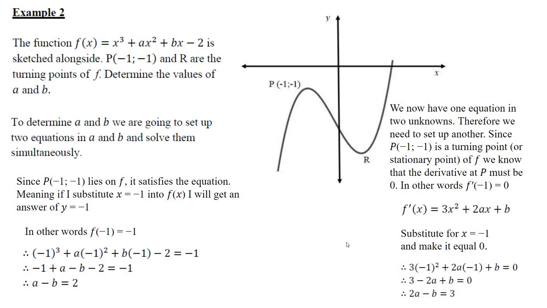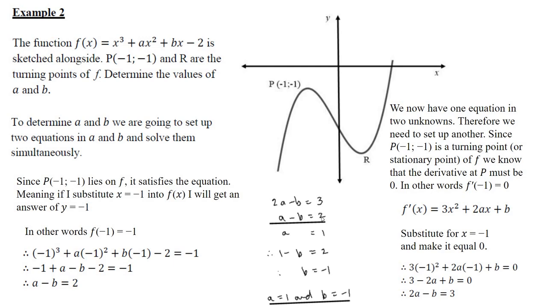Look what Mr. Autry does. All he does is put them over top of each other: the 2a minus b equals 3 on top, the a minus b equals 2 on the bottom. Hey, this minus b and minus b are exactly the same, so if we subtract them, we'll get 0. 2a minus 1a is 1a. 3 minus 2 is 1. So a equals 1.